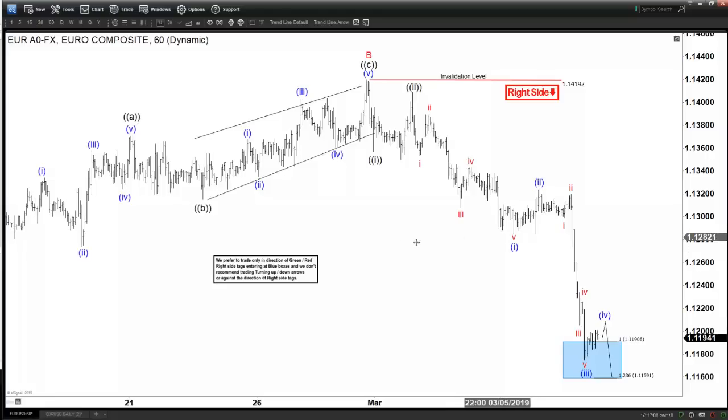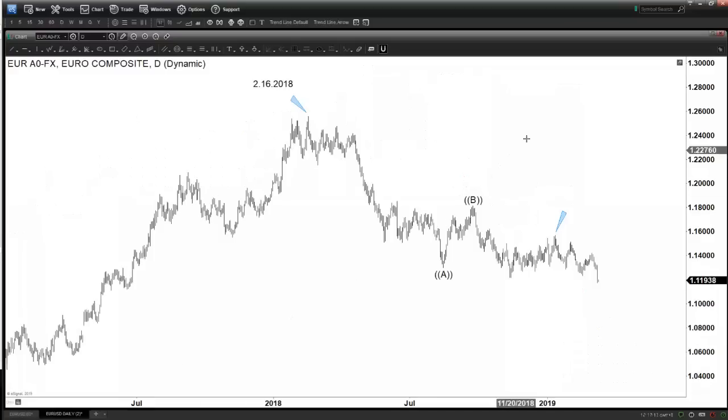Okay, so now if we step back and look at the larger degree, let's take a look at the daily. We can see right here that starting from February 16, 2018, the euro has been forming a lower low and a lower high so far. By definition that is bearish. We can also see that this move from this high to this low looks impulsive. I think we can label this as a 1, 2, 3, 4, 5 ending with A. This is a 3-wave correction ending here with B.